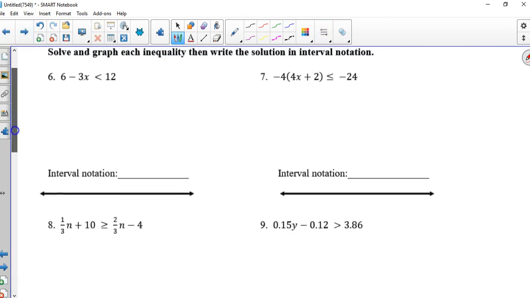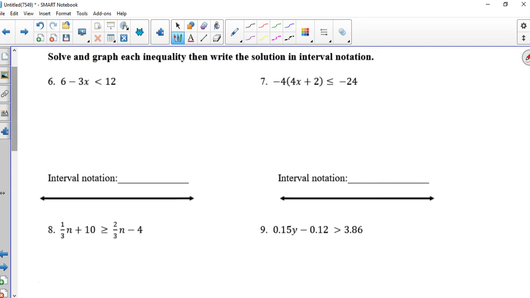Okay, 6. Solve and graph each inequality, then write in interval notation. There are two ways to go about this. You can move the 6 over and then divide by -3, which means we're going to have to flip the symbol. Or we can move the -3 and it'll be positive and already be on the correct side. So it doesn't really matter. You can do it either way. Some people like to avoid the negative. So I'm going to show it the first way, subtracting 6 on both sides, which gives us -3x less than 6.